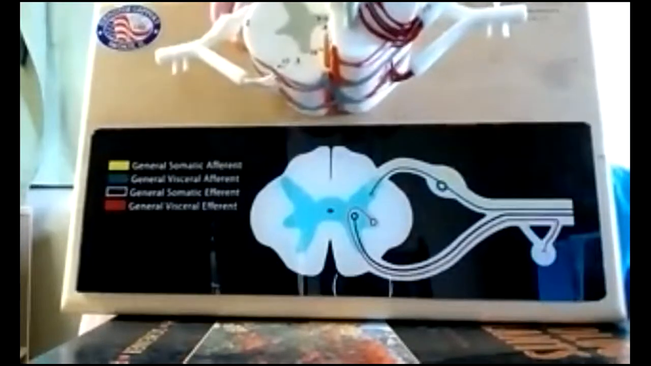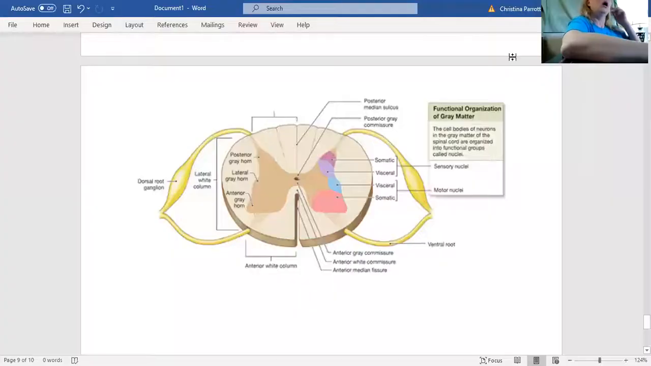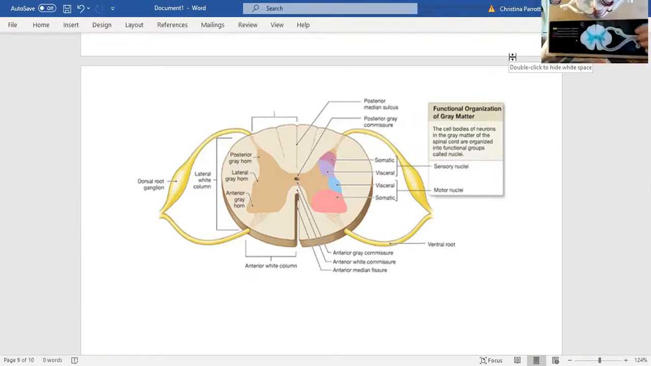Okay, so now we're taking those areas where we saw those colored lines, and we're going to talk about them here in this drawing. Make sure you can identify them on the model that we just did. So on this model here, make sure you can identify each of those colored lines, but you also need to know them on the picture like you're seeing here on the screen.